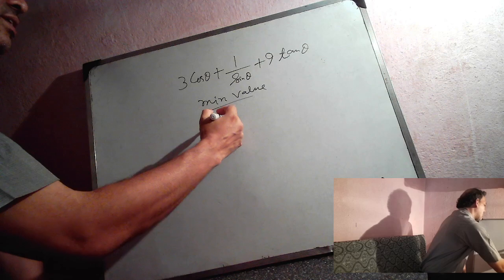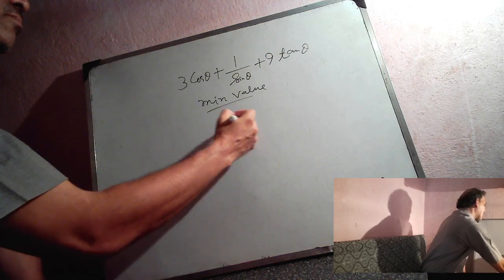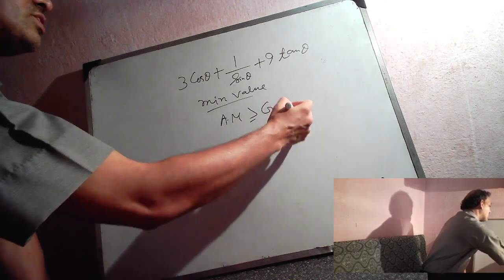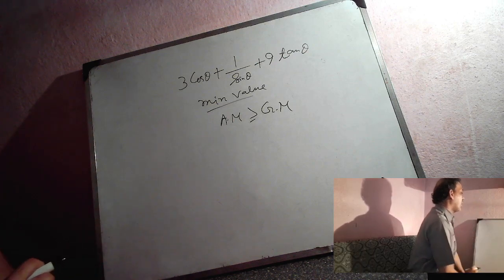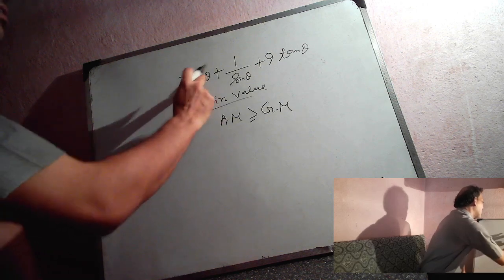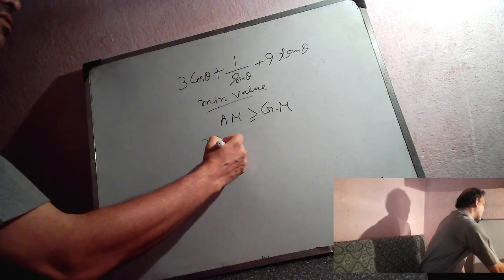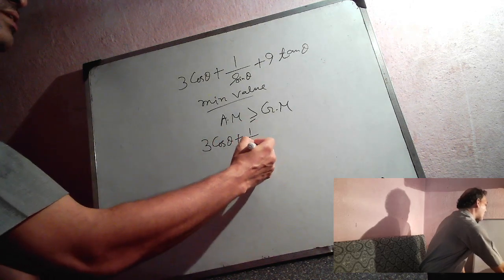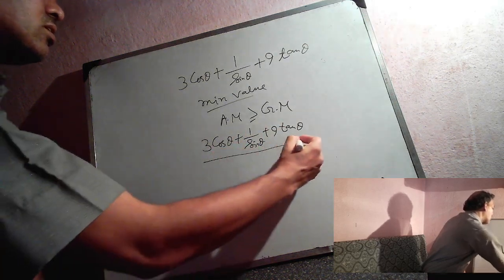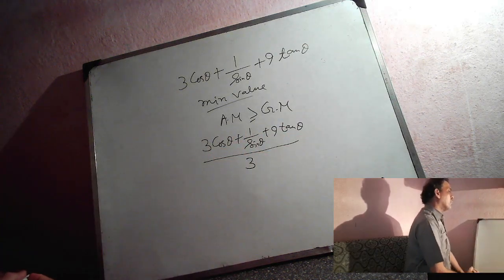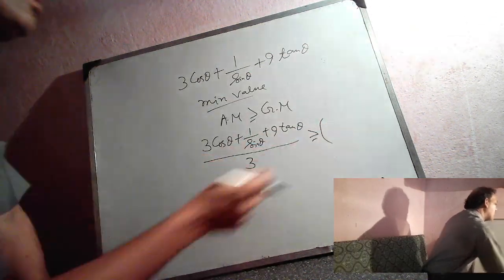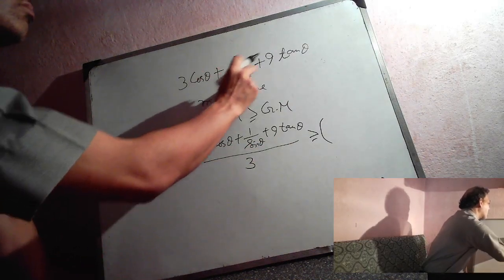Now, we have discussed in the previous class that the AM of certain quantities is more than or equal to their GM. GM means geometric mean, AM means arithmetic mean. Now, there are 3 numbers. So, what will be their AM? Sum by total number: 3 cos theta plus 1 by sin theta plus 9 tan theta upon 3. This is their AM. Now what will be their GM? The GM of 3 quantities will be product power 1 by 3.